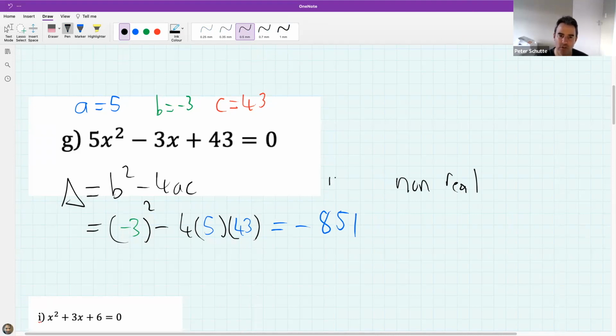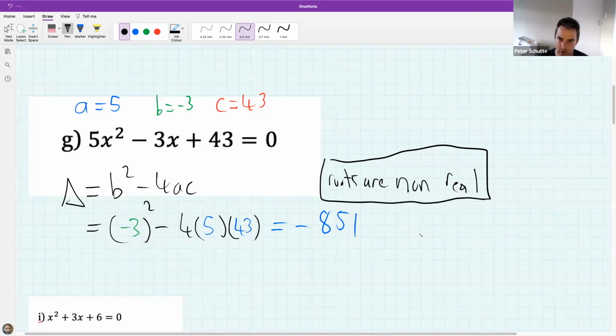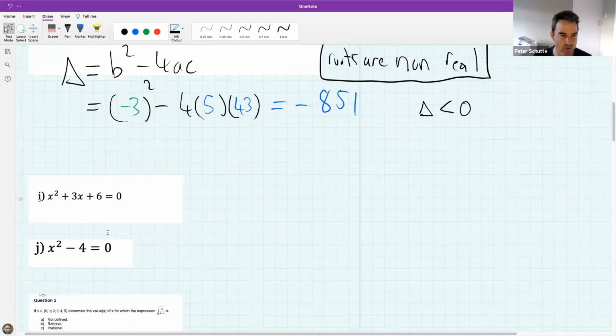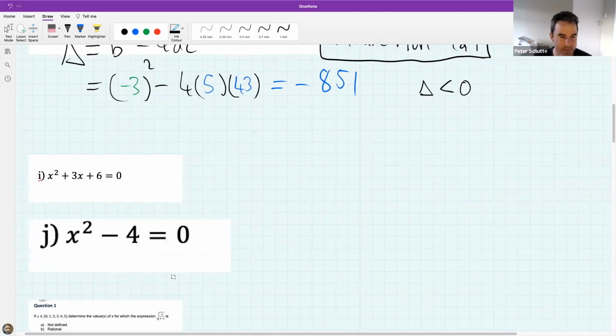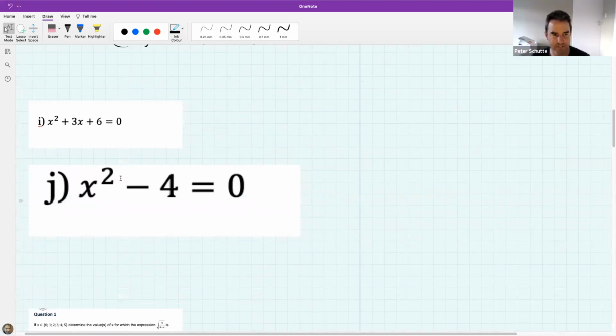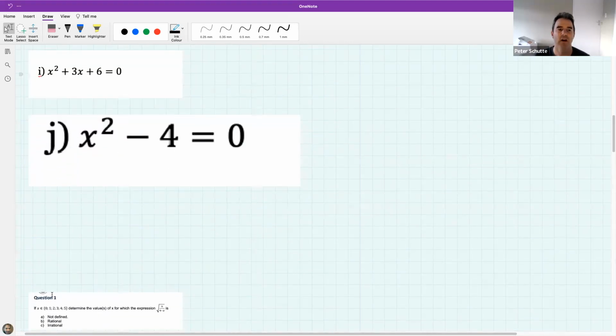So the roots are non-real, and that's because delta is less than 0. Okay, that wasn't so bad. Okay, well, let's do another one, but I think you guys have got the basic ones down. Let's do J quickly. Tell me about the nature of the roots of J.